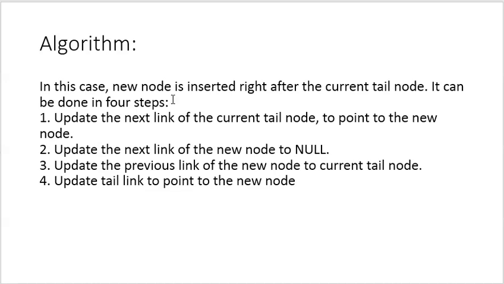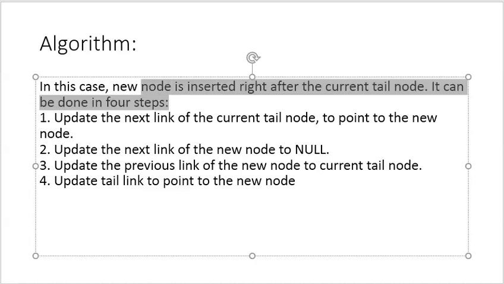In this case, the new node is inserted right after the current tail node. It can be done in 4 steps. You have to update the next link of the current tail node to point to the new node, update the next link of the new node to null, update the previous link of the new node to the current tail node, and update the tail link to point to the new node. So it will involve 4 steps.